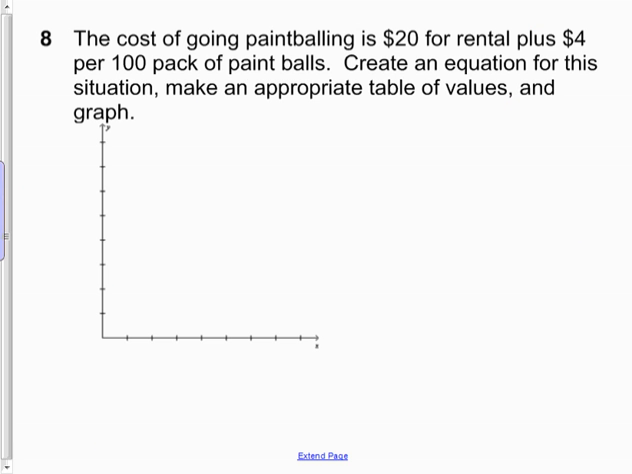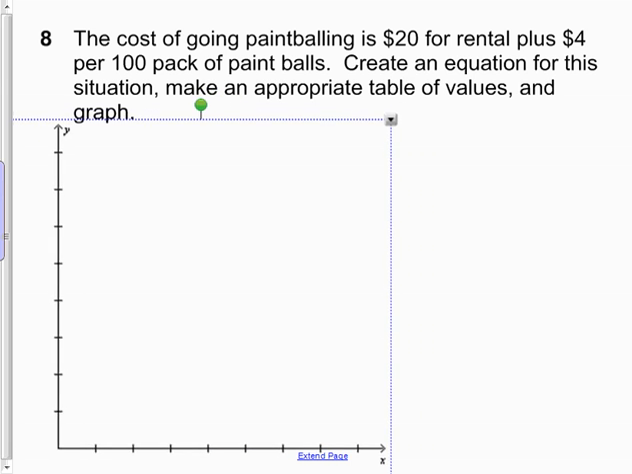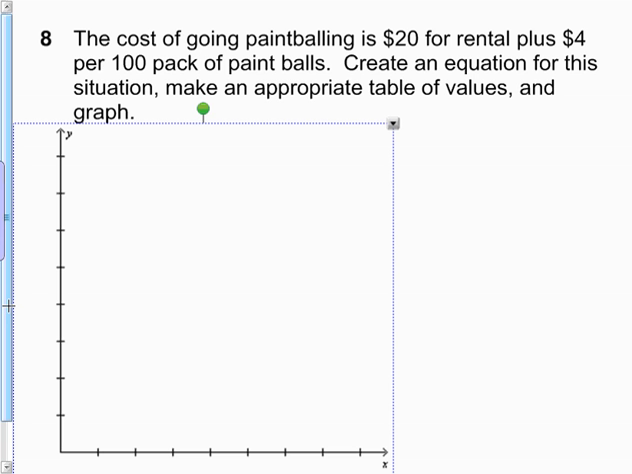All right, the last one is the hardest one, probably. So pay attention as we go through this one. It says the cost of going paintballing. So if you wanted to go paintballing out in Cavendish this summer, I think it's more expensive than this, but we'll pretend this is the actual cost. The cost of going paintballing is $20 to get in for rental. That's for your gun and your ski mask and whatever else you wear. Plus $4 for every 100 pack of paintballs. That's really cheap. It should be around $20 per 100 pack. But anyway, create an equation for this situation and make an appropriate table of values and graph.